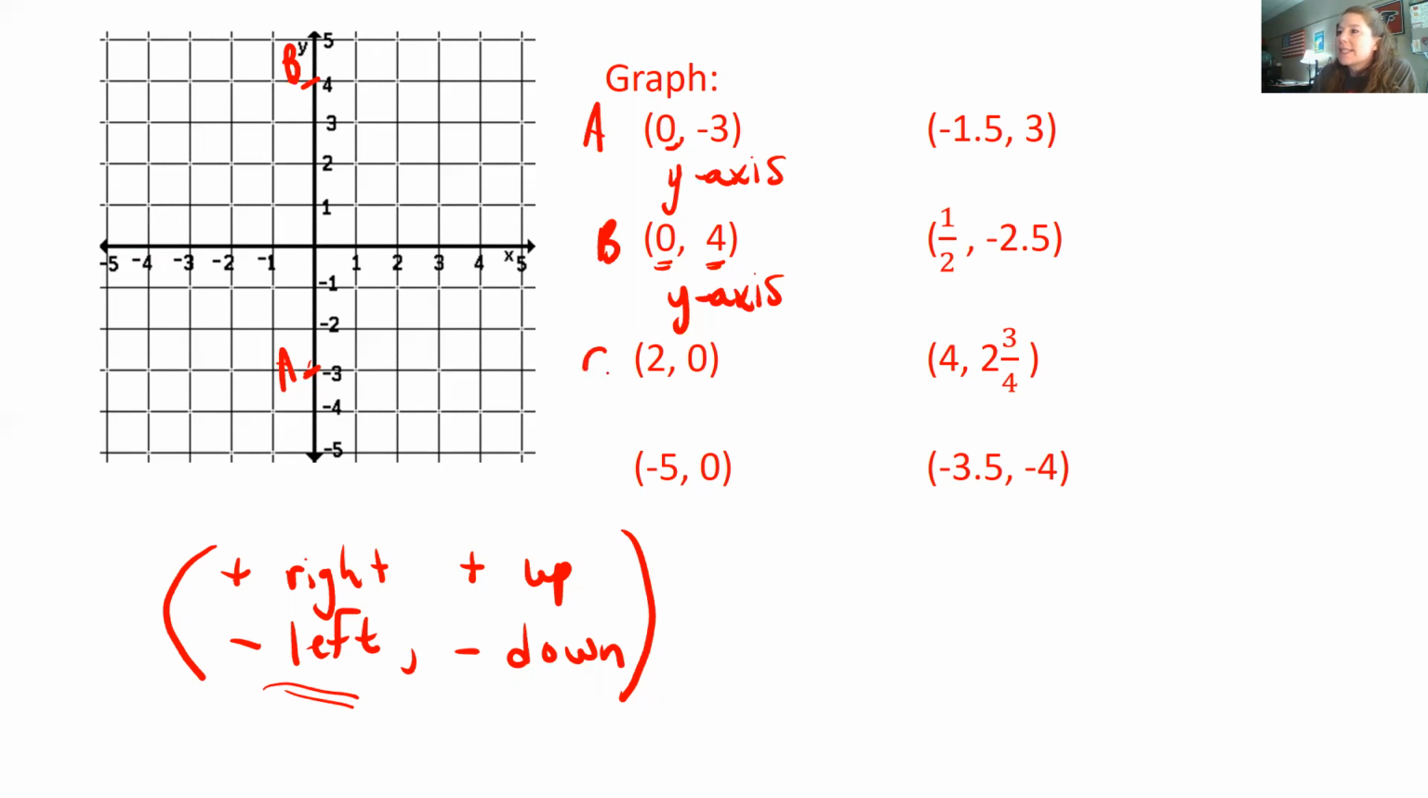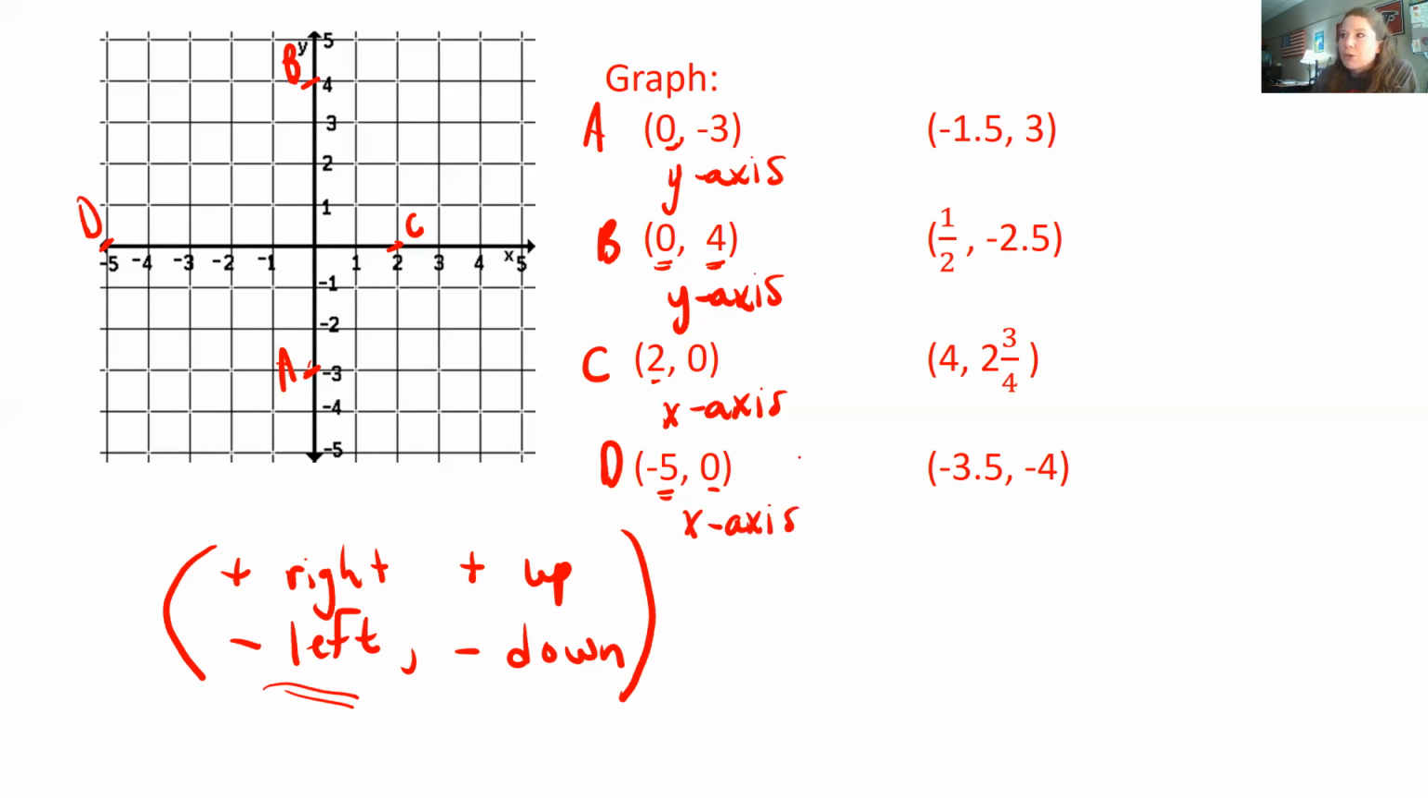All right, let's look at point C. The first number says go right 2, and then the second number says don't go up or down, right? So we're going to start at the origin, go right 2, and then 0 says stop. So this is point C, and where did we land? We landed on the x-axis. And then point D says the first number tells us to go left 5 and then stop. Start at the origin, go left 5, and then don't go up or down. So that is point D. And where did we land? We landed on the x-axis.